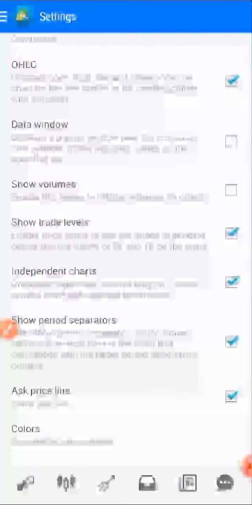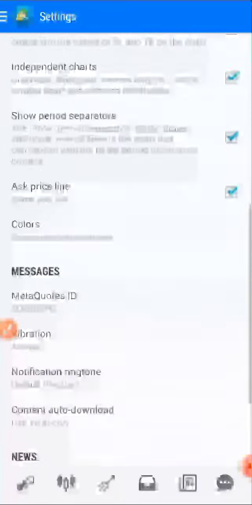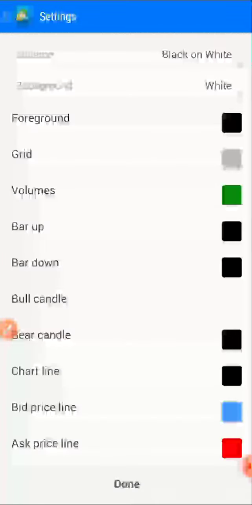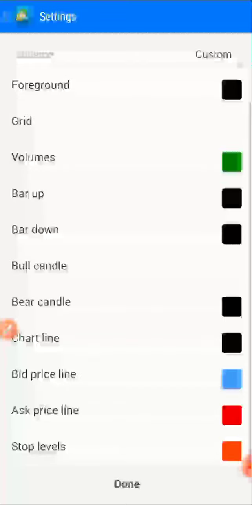So let's go further. Colors, customize color scheme. So if you want to change the colors, the color of volumes, grid, so we can remove the grid, just put white. If you put white, you won't see those lines again. Bar up refers to the bullish candles, and bar down refers to the bearish candles, the borders of them. The bull candle now refers to the main candle itself.